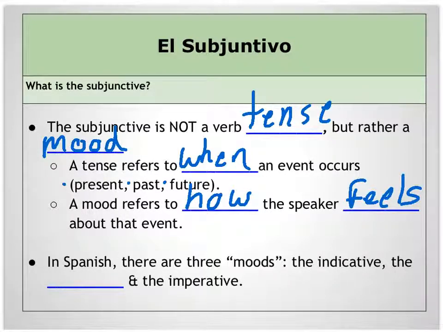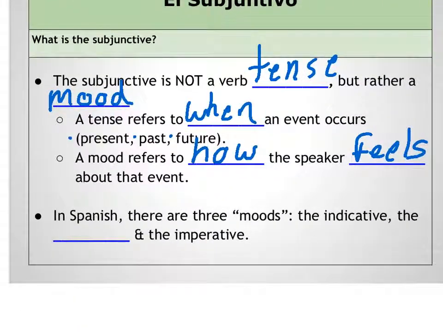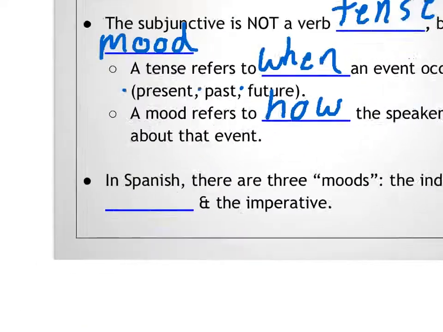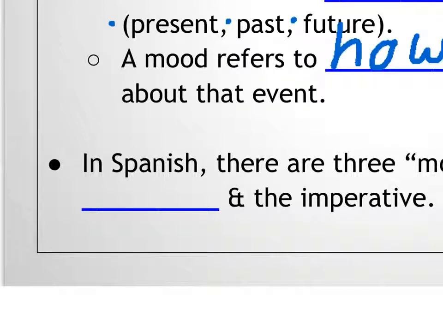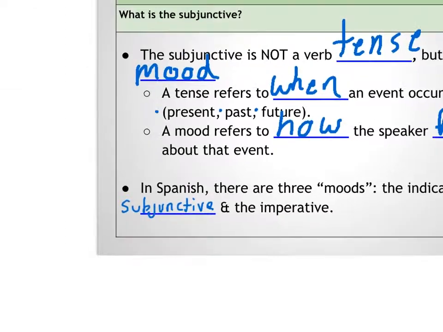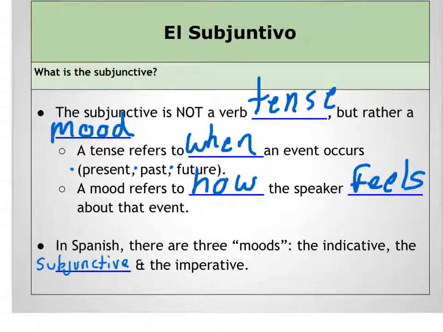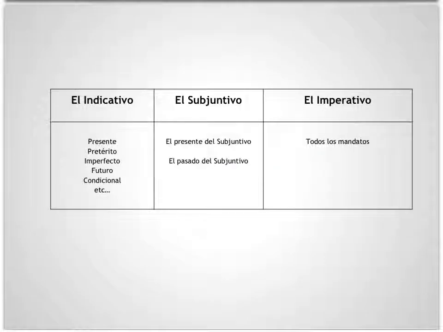In Spanish, there are three moods. We have the indicative, we have the subjunctive, and we have the imperative. Okay, so the three moods, the indicative, the subjunctive, and the imperative. Another way of looking at that is this chart for some of you visual learners.